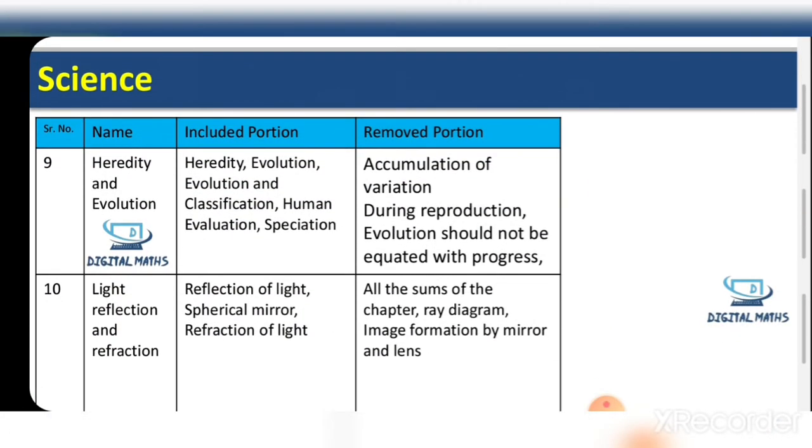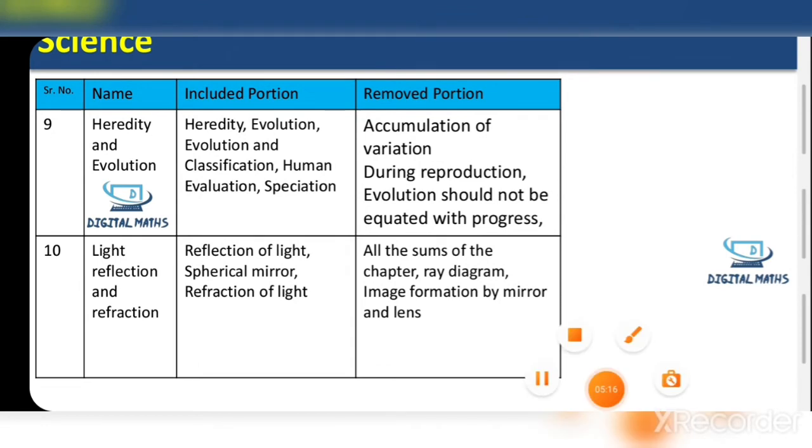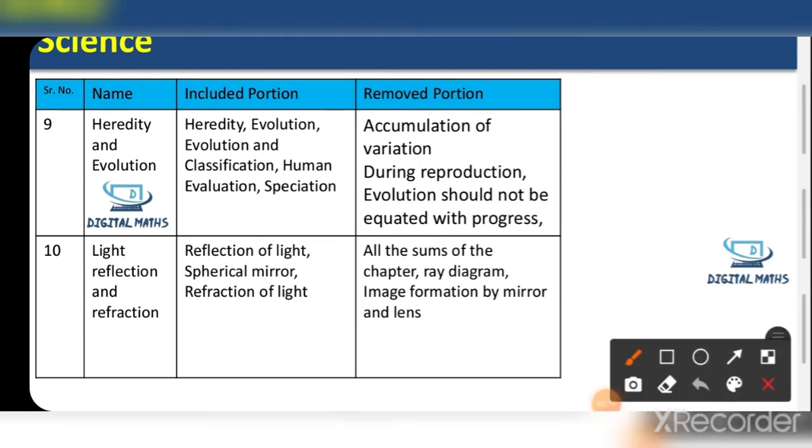Now we have to see chapter number 9 and 10, which is the included portion and which is the removed portion. Chapter number 9, heredity and evolution: heredity, evolution and classification, human evolution are included. Which is the removed portion? Accumulation of variation during reproduction, and evolution should not be equated with progress are removed from chapter number 9, heredity and evolution. From chapter number 10, light, reflection and refraction, the included portion is reflection of light, spherical mirrors and refraction of light.